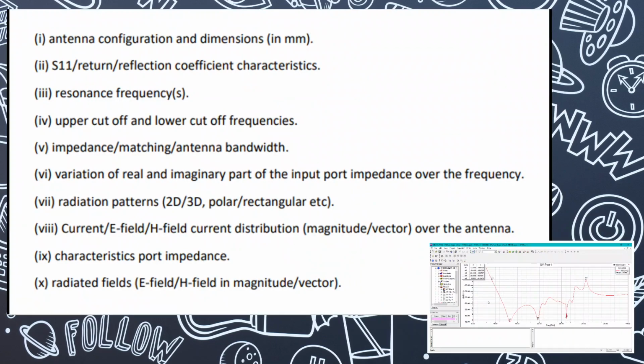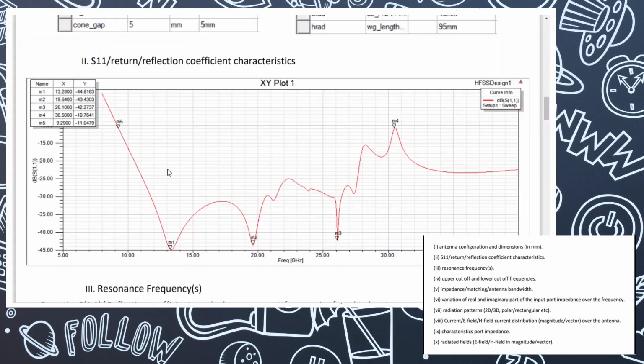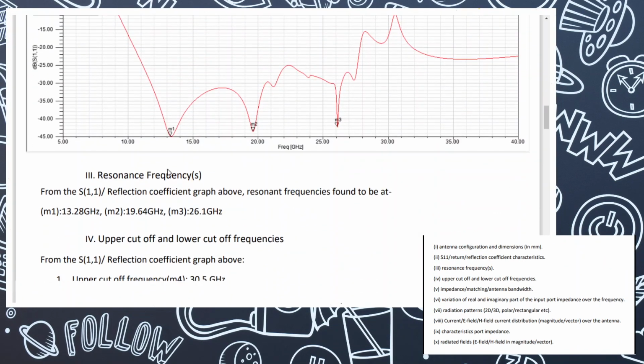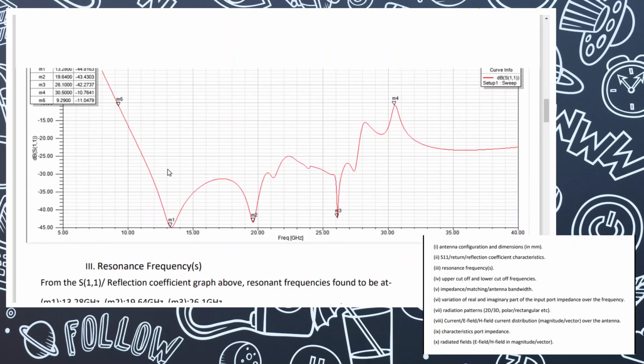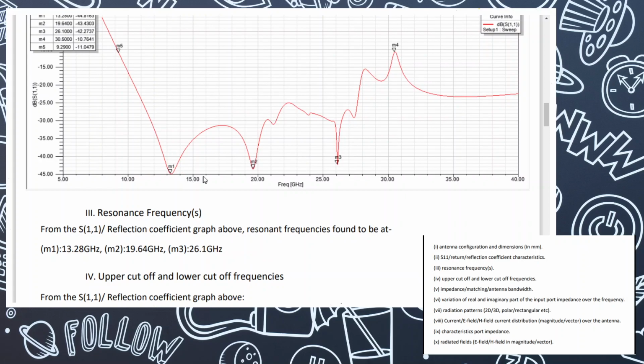You can see the next part is resonance frequencies. For that, if you see the PDF for the resonance frequency, what you need to do is find all the troughs in the graph, not the peaks, the troughs where there is a big dip in the reflection coefficient.